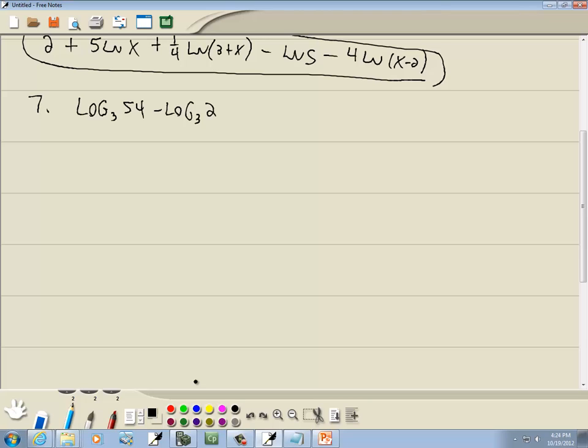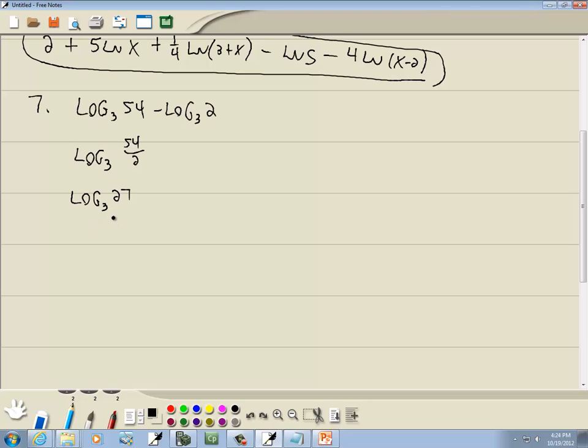Now this technique is used in the next particular section where we're solving logarithmic equations. So this is a college algebra technique. Those ones up above are calculus based. Well, if we have log of something minus log of something, subtraction becomes division. So this becomes 54 over 2. And 54 over 2 is 27.